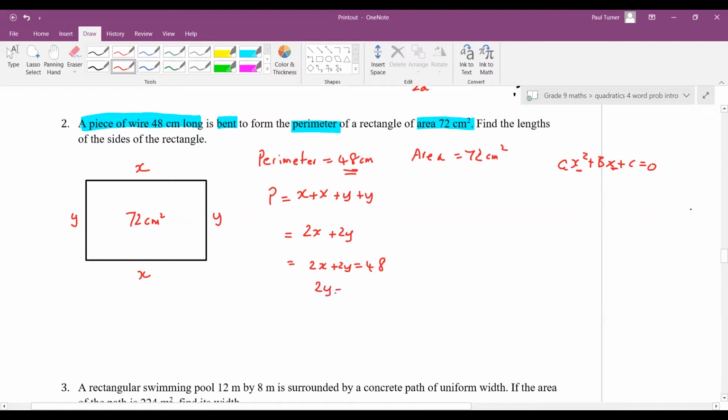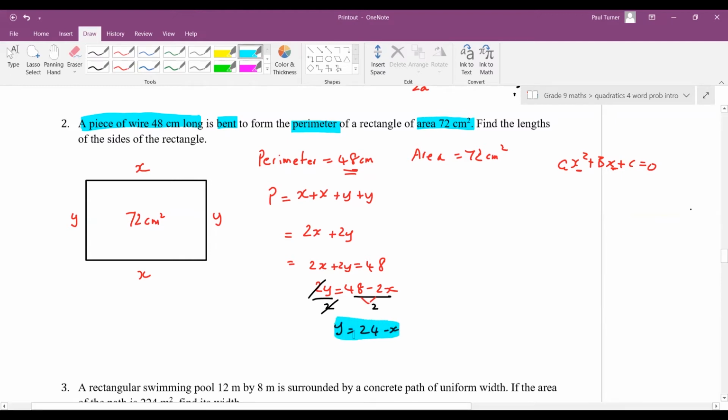So 2y would be 48 minus 2x. And now I can divide by 2. You'll see why in a minute. So divide by 2. This will cancel the 2 here. And this is a common denominator, so we divide 2 into both parts here. So y is 24 minus x. Okay, so we isolated the y here.